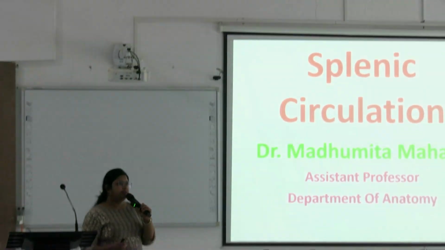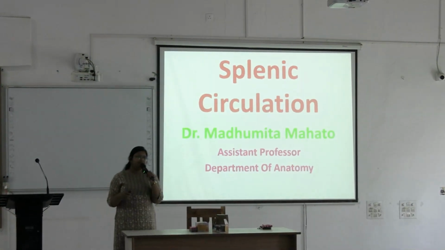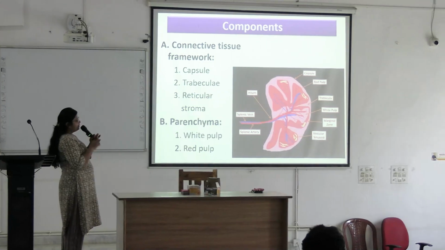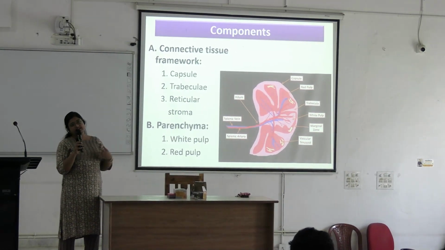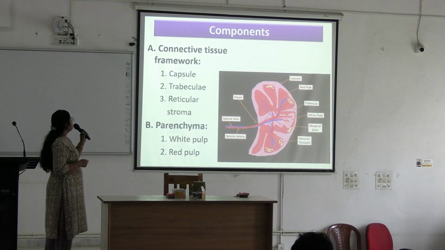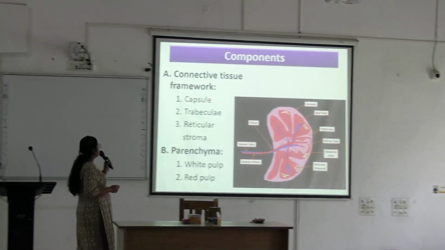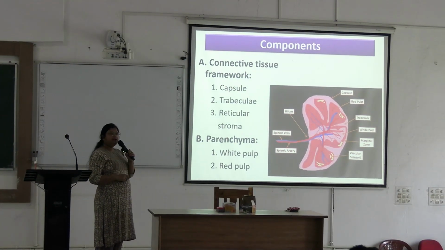This is a very important topic, important for your histology, important for your theory. Okay. So first we will discuss the structure of the spleen in detail. Then we will go to the circulation. So the spleen is composed of a connective tissue framework and the parenchyma.